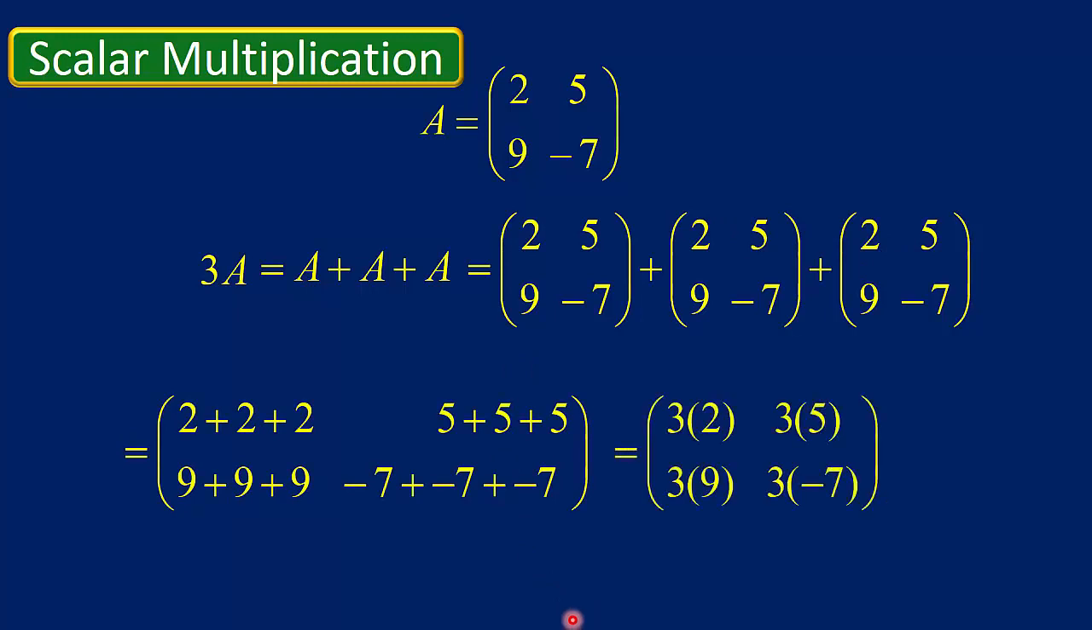Or another way to look at that is you have 3 times 2, 3 times 5, 3 times 9, 3 times negative 7. So here's the thing. When you're working with scalar multiplication, all you do is multiply everything in the matrix by whatever the scalar is. So in this case, it was 3 times 2, 3 times 5, 3 times 9, 3 times negative 7.